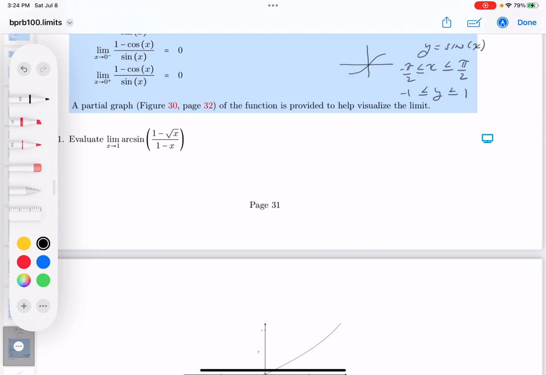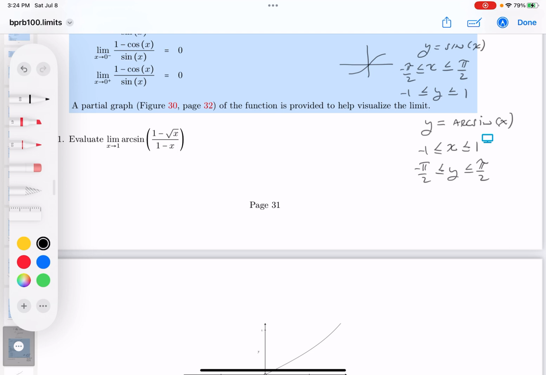Now, when we do the arc function, I'll write this over here, y equals the arcsine of x. Those domain and range are reversing roles now. So my x now is going to be between minus 1 and 1, and my y value is going to be between minus pi over 2 and pi over 2.